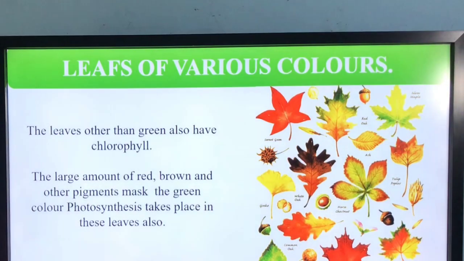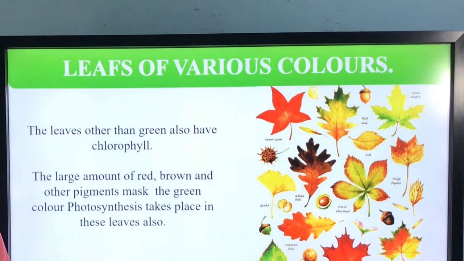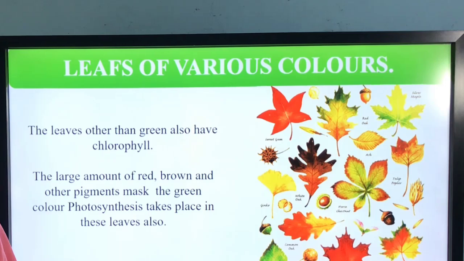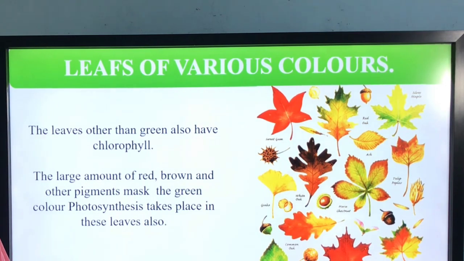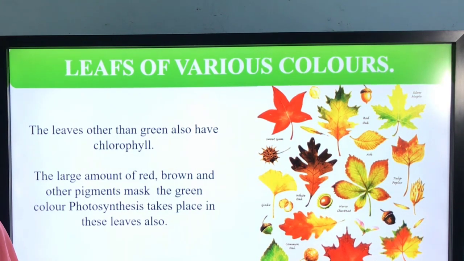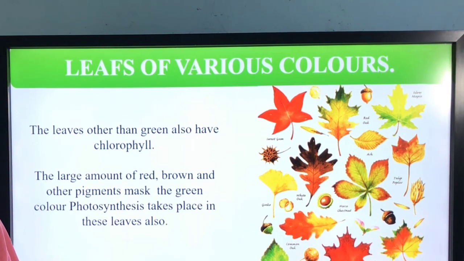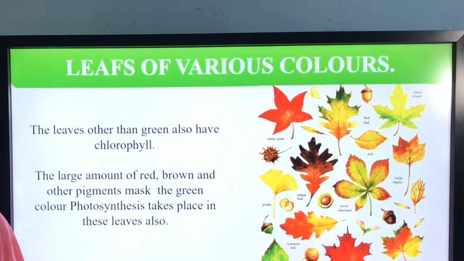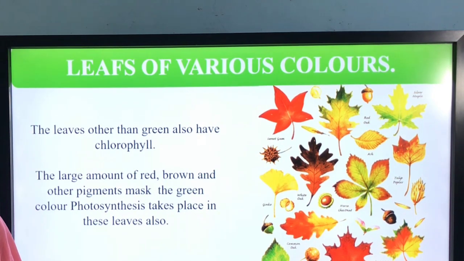The plant with other colored leaves, that is, a large amount of red or brown colored leaves, also contains chlorophyll pigment. Here the large amount of this other pigment masks the green color. These plants also contain chlorophyll pigment and perform the photosynthesis process. In some desert plants, like cactus, the leaves are modified into spines and the stem is modified into a leaf. In this plant, the stem performs the photosynthesis process.